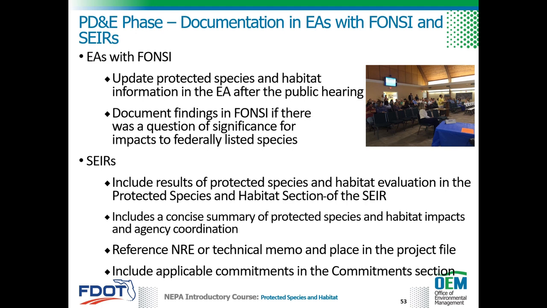For a State Environmental Impact Report, or SEER, the results of the protected species and habitat evaluation are included in the protected species and habitat section of the State Environmental Impact Report. Documentation includes a concise summary of protected species and habitat impacts and agency coordination. The NRE or Tech Memo needs to be referenced and placed in the SWET project file. Any protected species and habitat related commitments should be included in the commitment section. More guidance on SEER preparation can be found in the PD&E Manual Part 1, Chapter 10, State, Local, or Privately Funded Project Delivery.